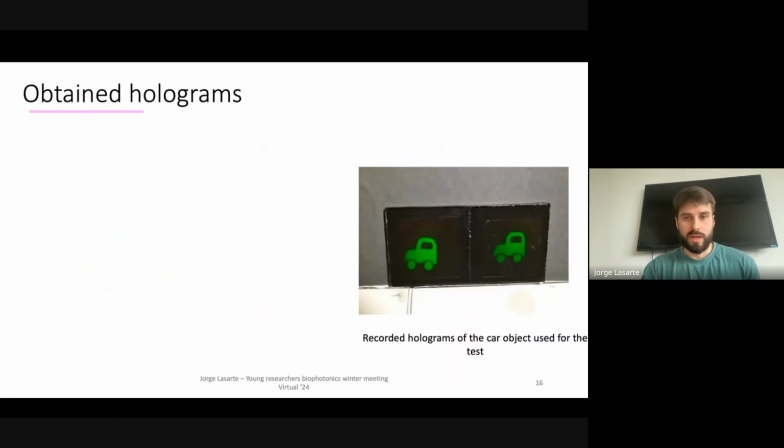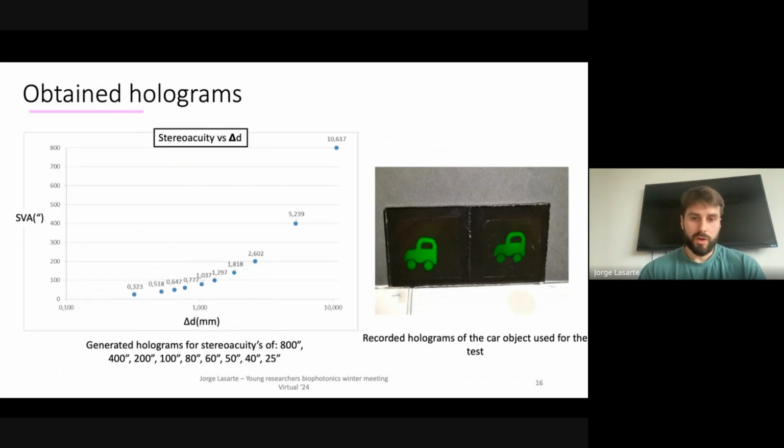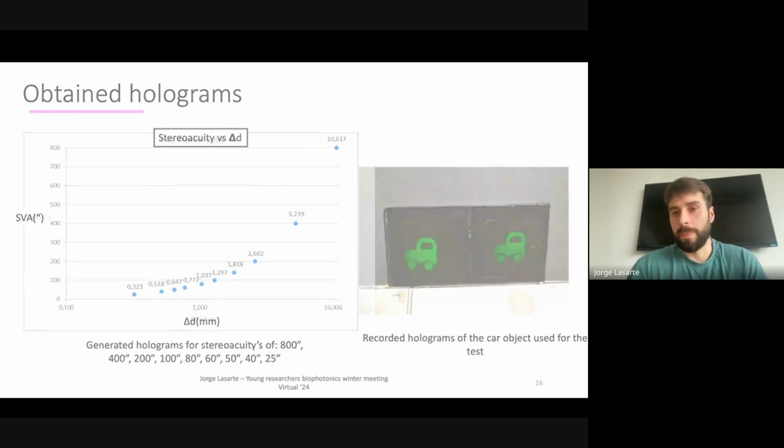So the obtained holograms, as presented, were mainly done on a variety of different ones, using the actual stereoacuities that the tests we currently use have, so 800, 400, and so on. Then we broke that barrier and went even further to 40 and 25, so that we could compare with the other ones. This table just shows the calculation on the movement that we had to make in the micrometer in order to place the image at a certain distance that would then be equivalent to the desired SVA.